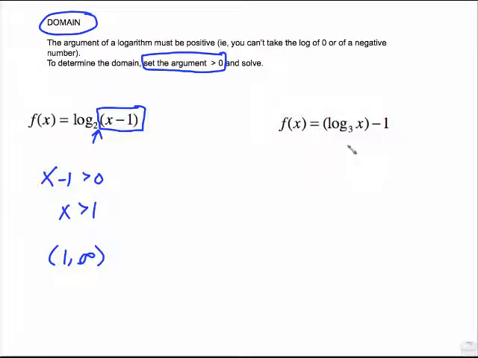This one is just as easy, but you just got to be careful. This -1 out here is not part of the argument. The argument is only this part right here. All I have to do is set x greater than 0. Interval notation on that is 0 to infinity.